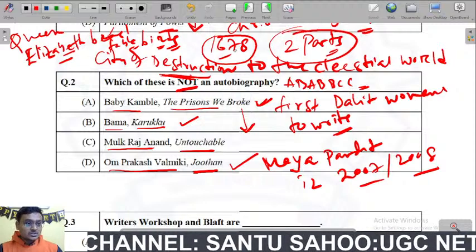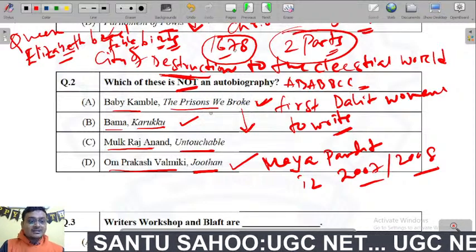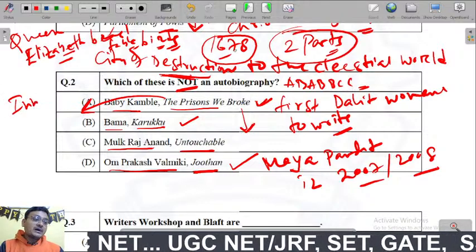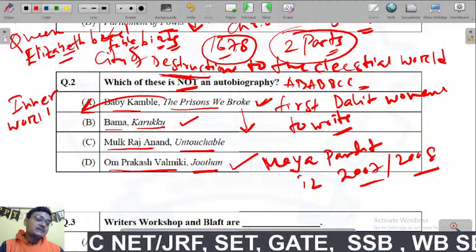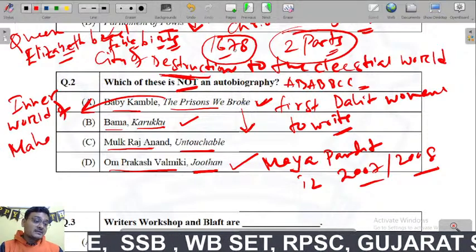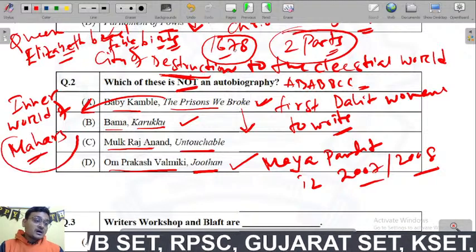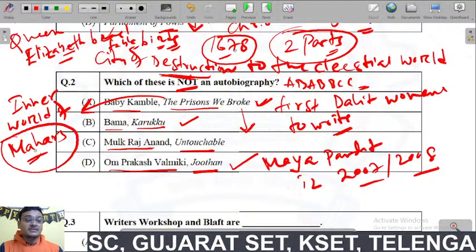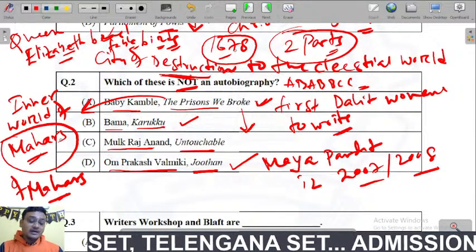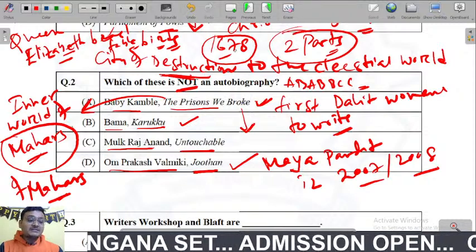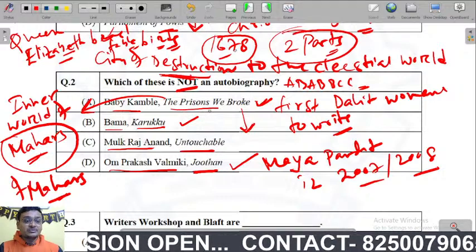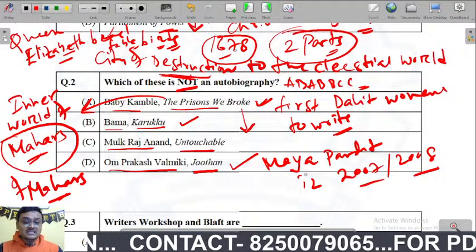So here, this work, The Prisons We Broke, is about the inner world of what? Mahar communities. What is the name of the community? Mahars. It is the inner world of the Mahar community of Maharashtra, and the caste oppressiveness, even the patriarchy. So this is the theme of this autobiographical work by Baby Kamble, which is translated into English by Maya Pandit.